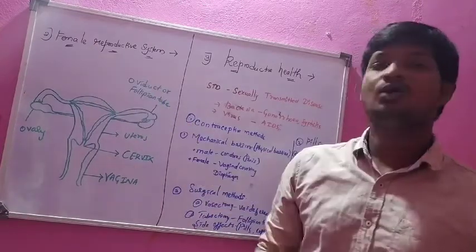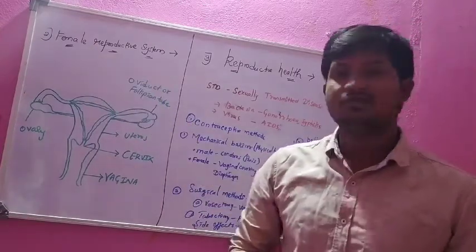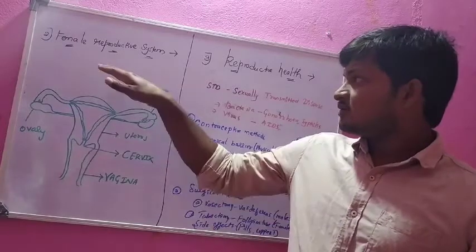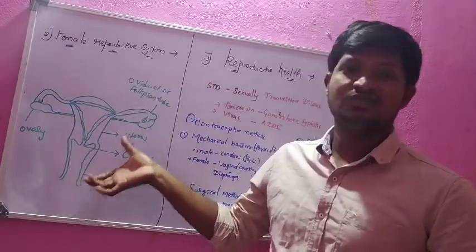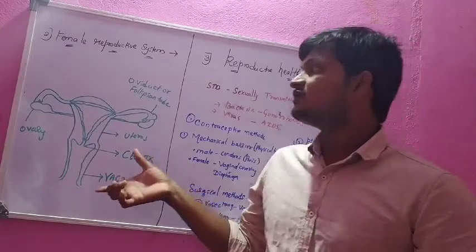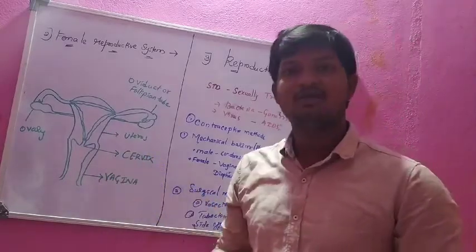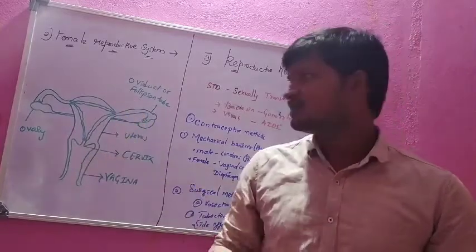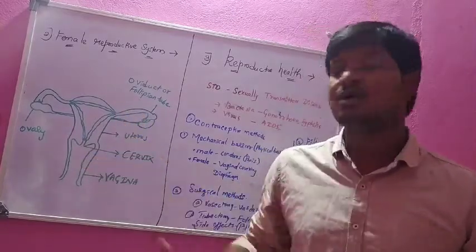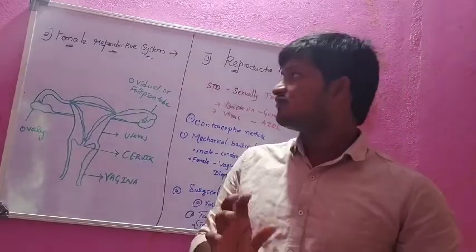Let us go to the female reproductive system first. This is the diagram for the female reproductive system, showing the ovary in females.